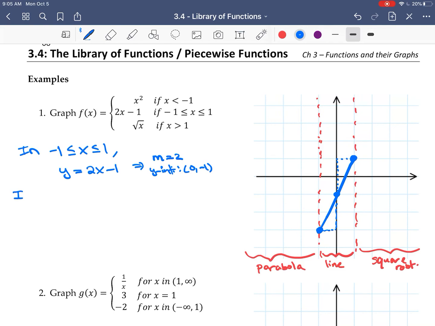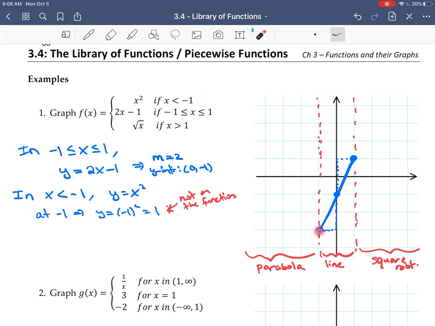Now in the interval where x is less than -1, we're using y equals x squared. So maybe you want to plug in -1: the y value is -1 squared, so +1. Now this point is actually not on the function because our interval doesn't include -1. We actually already have the point at -1, it's at -3. But what we are going to get there is a hole. So at (-1, 1), up here, I have this hole.